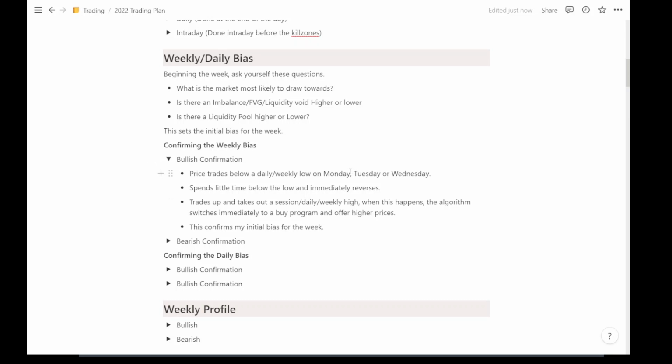for that week. So I'll be looking to take a trade when that happens and hold it all the way till Friday. I may take partials, but I would always look to add to the position as price trades towards the next draw on liquidity for that week. So this is basically how I confirm that.